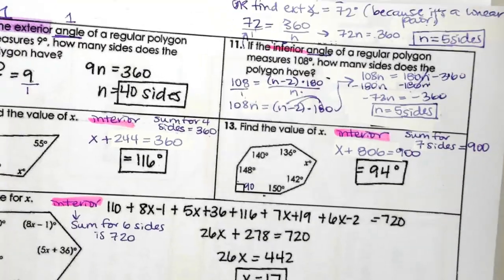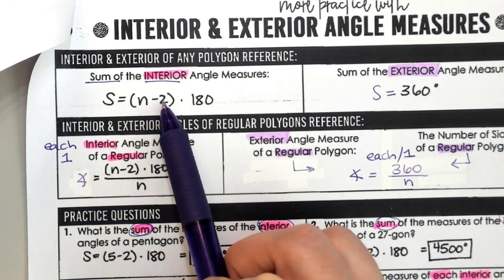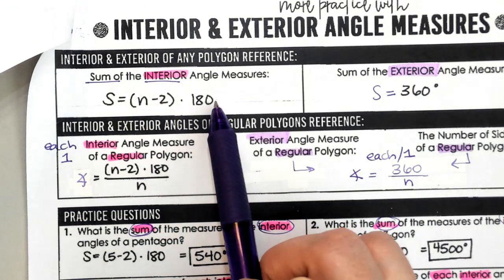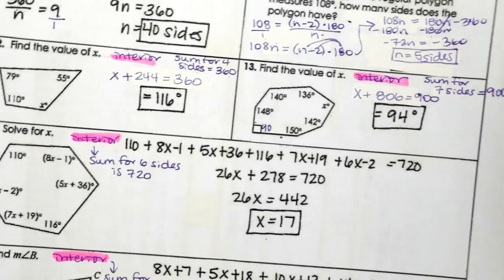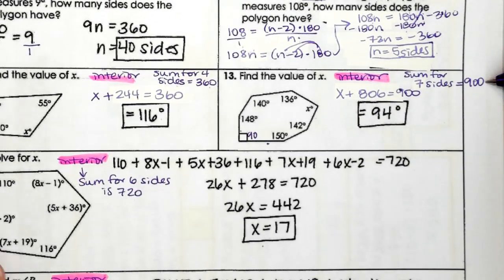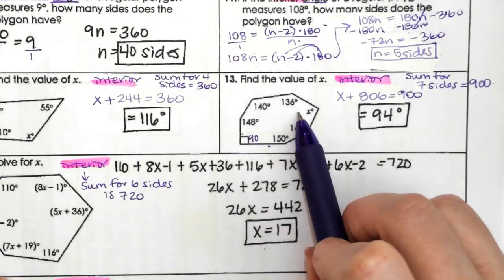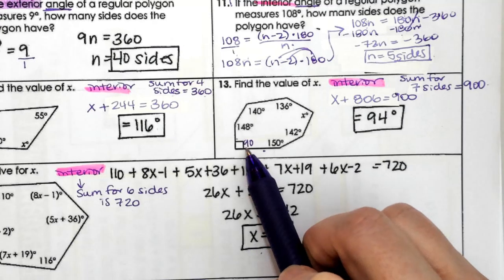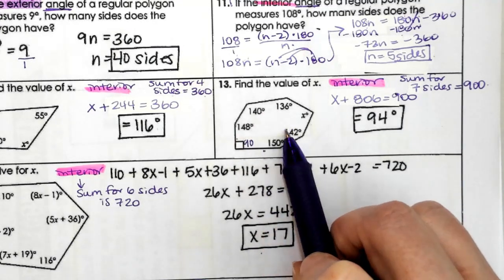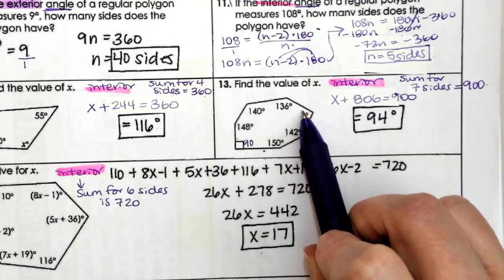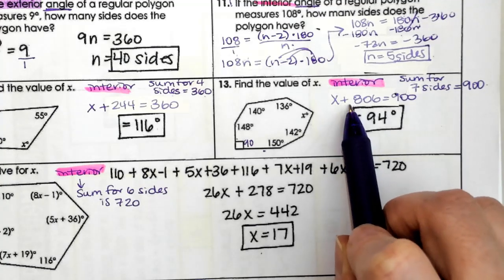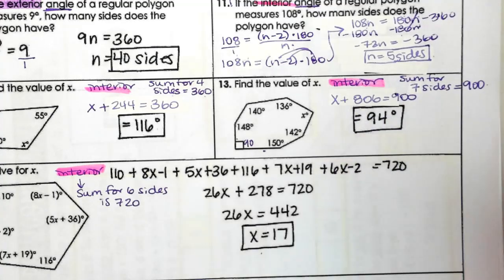And if I plug in a 7 here, 7 minus 2 is going to give me 5. 5 times 180 is going to give me 900 there. So the sum of all of these angles, including that 90-degree angle, when I combined all of the like terms, I got 106. And I had that x. So to get x by itself, I would take away 106 from both sides. So x is going to be 94.